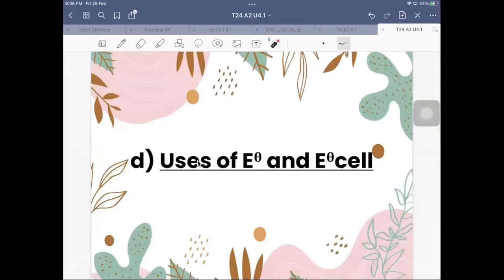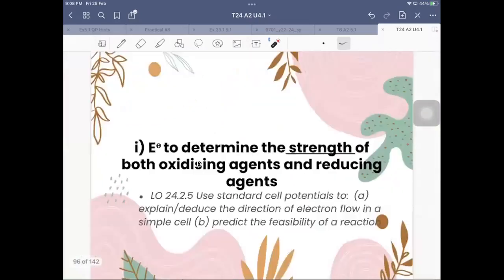Next, we're going to look at the use of these E naught values and eventually the E cell. Why do we want to find the voltage? Why do we use the electrode potential values? The first one is that our E naught can tell us about the strength of the oxidizing agents and reducing agents. Earlier on, I've already mentioned that when you arrange your electrode potential values from the most positive to the most negative, you can identify your strongest oxidizing agent and the weakest, and also your strongest and weakest reducing agent.